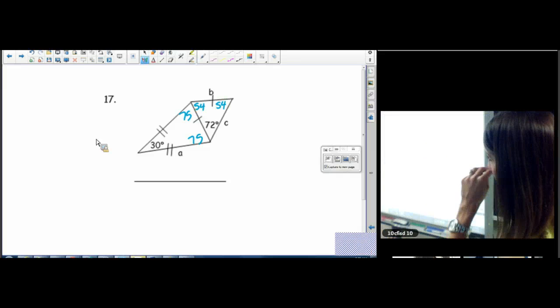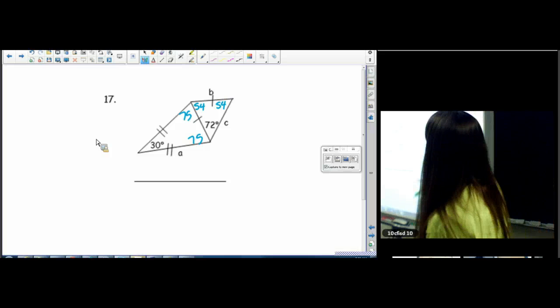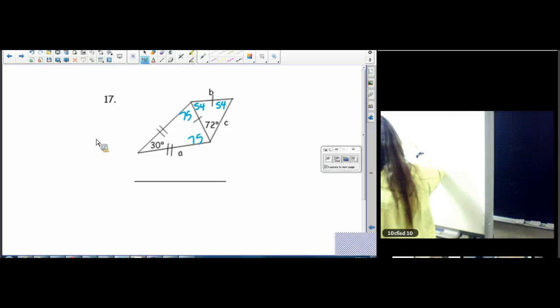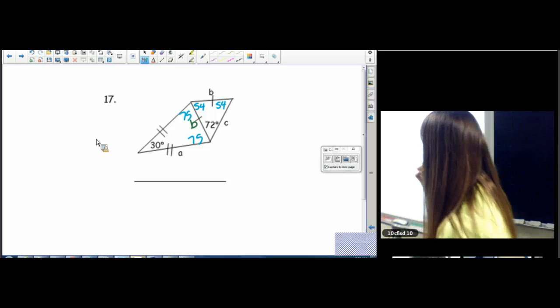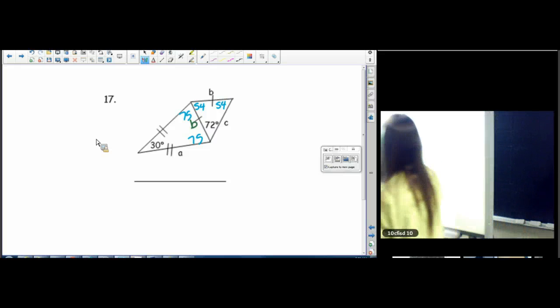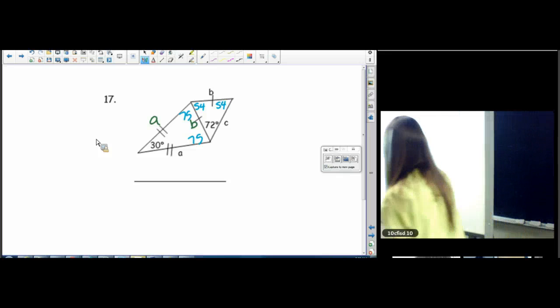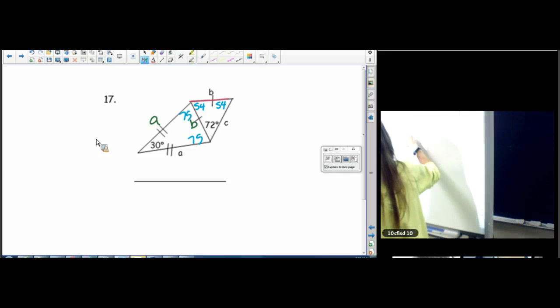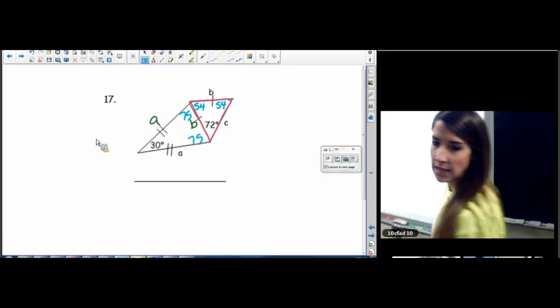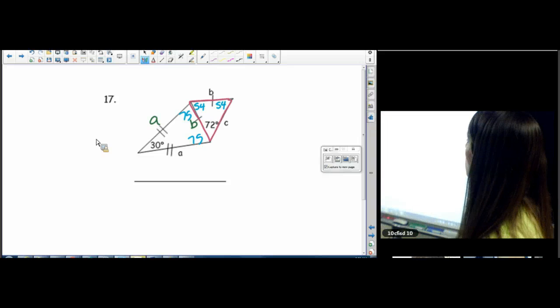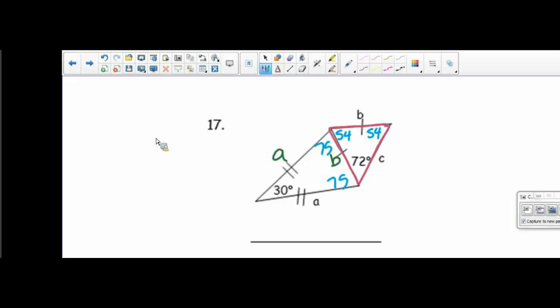Now I would work with, let's see, this is B and it has a tick mark, so this is also B, right? And that's A and it has a tick mark, so this one's also A, so we just need to keep that in mind. Let's work with this triangle first. Let's list the sides from least to greatest. So the least one in this triangle would be C.